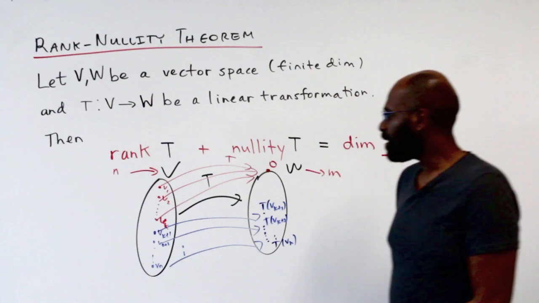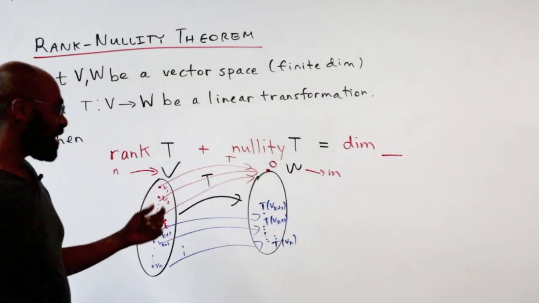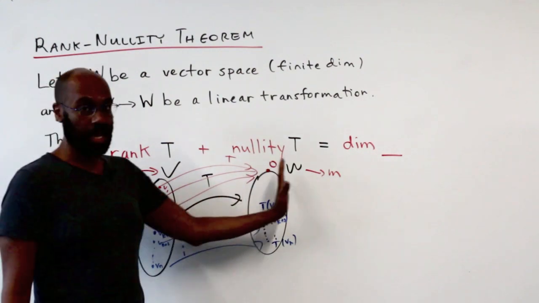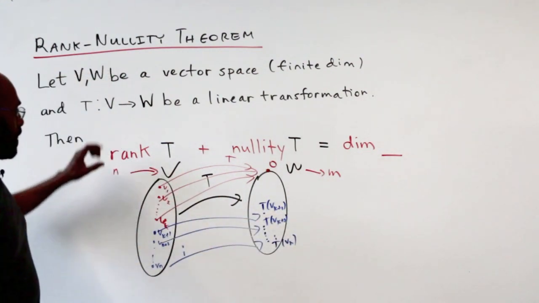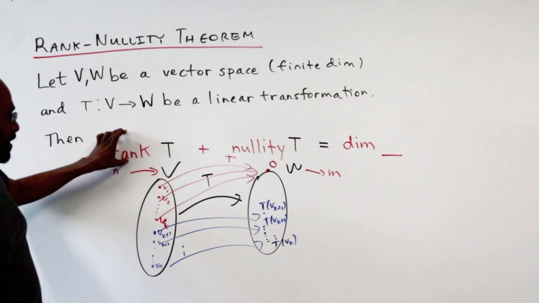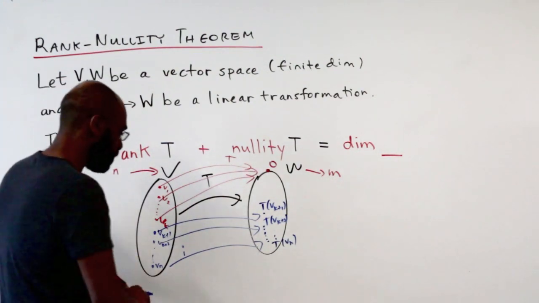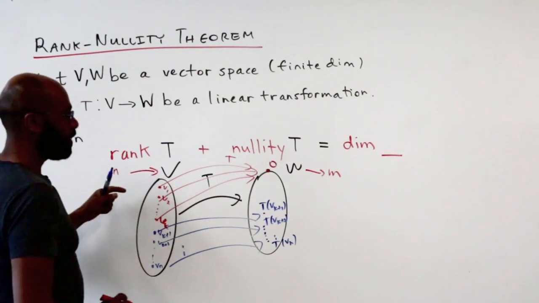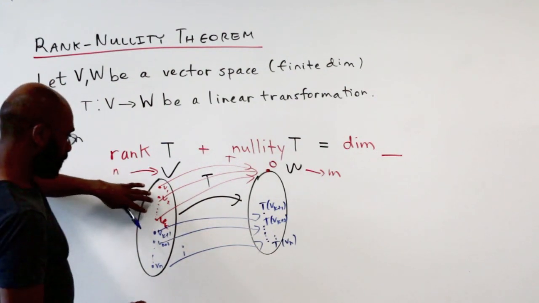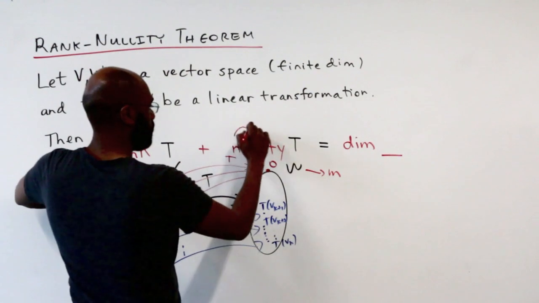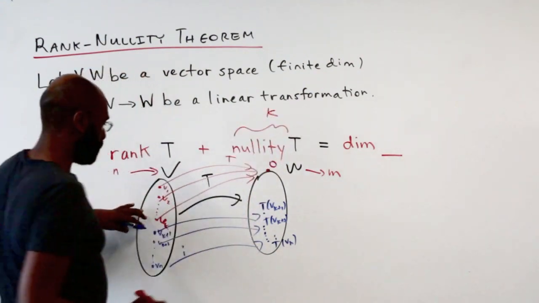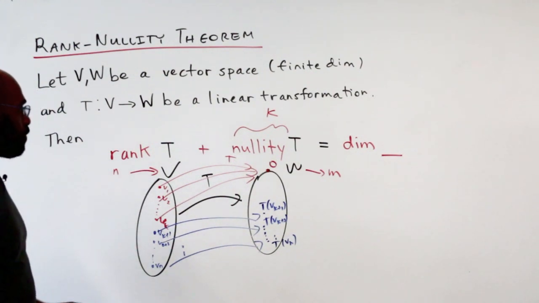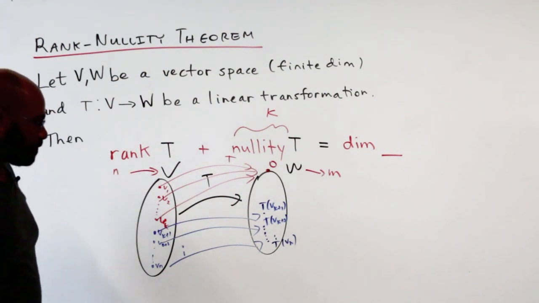All right, so let's analyze the range of T for a second. The range of T is a subspace of W, right? And its dimension is this rank of T. So according to the variables that we have right now, the nullity of T, which is the dimension of the null space of T, is k. We've made it that way because we've picked k vectors to be the basis for the null space. And now we want to analyze what's happening with the rank of T.